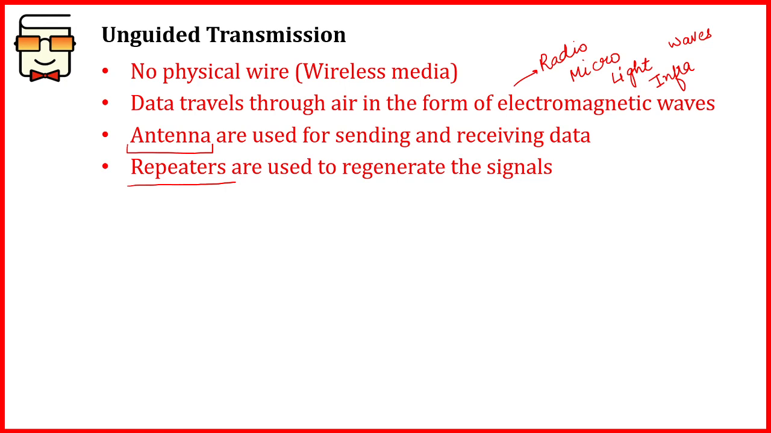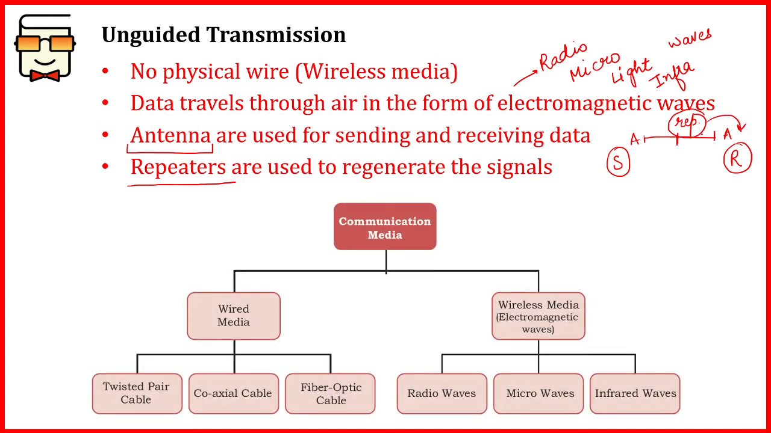If this is the sender and this is the receiver, the sender has an antenna and the receiver has its antenna for receiving the signal, but the distance is so long that we might need a repeater in between, and this repeater will make the signal strong enough so that it can finally reach the receiver. As we studied, the communication media are of two types, wired and wireless. The three types of wired media that we will study in the next class are twisted pair, coaxial and fiber optic cables, and the wireless media are radio waves, microwaves and infrared waves. Visible light or light waves are not a part of your syllabus, so we'll not be doing that.